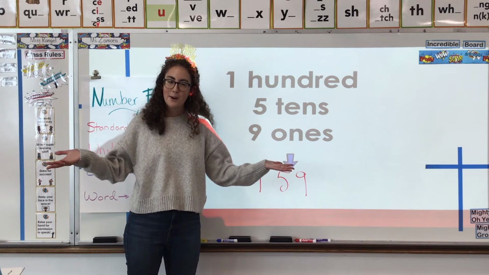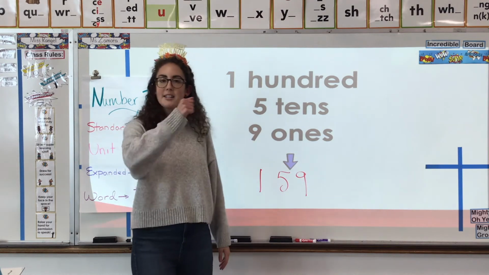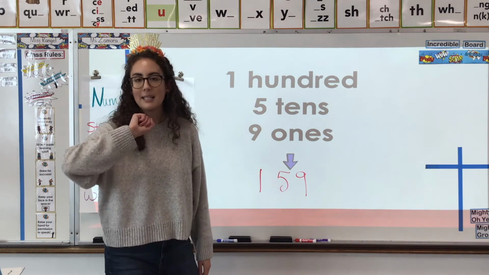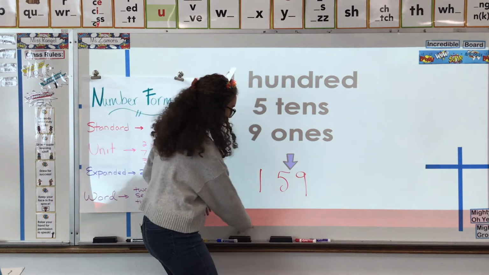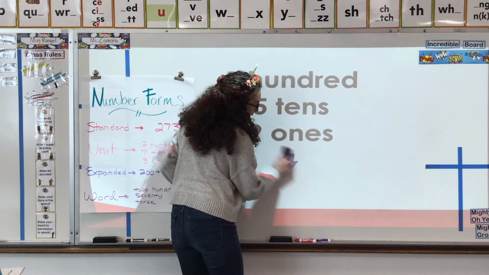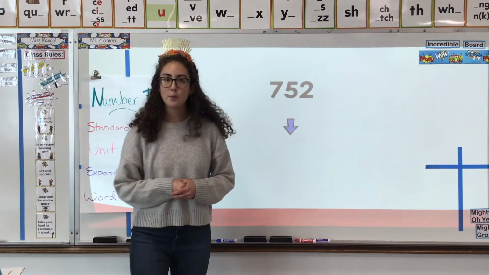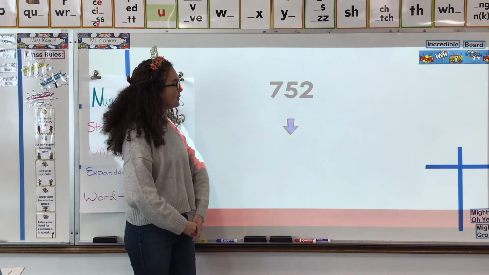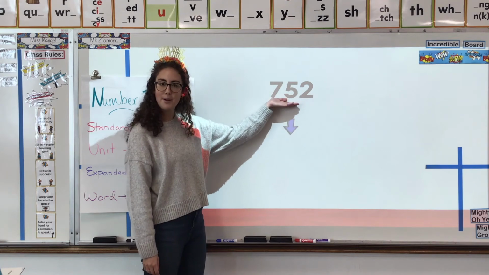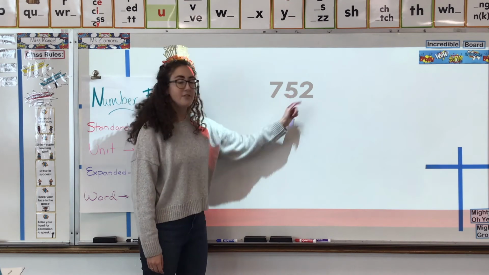Woo! We are doing an awesome job, but we got one last quiz problem. So, you know what to do. Reset that board. Make sure it's all nice and clean for our final problem. So, we have a nice 3-digit number, 752.